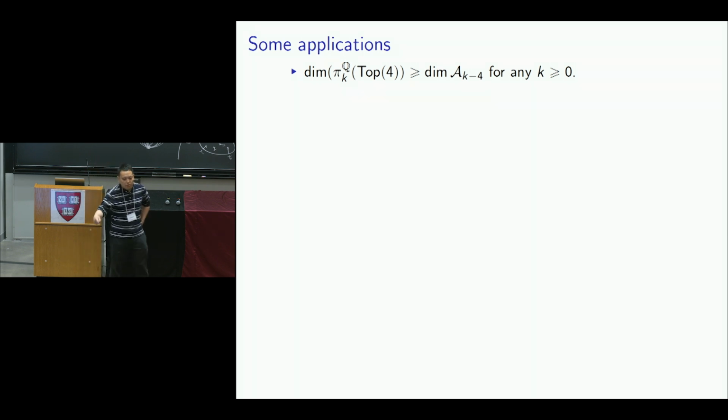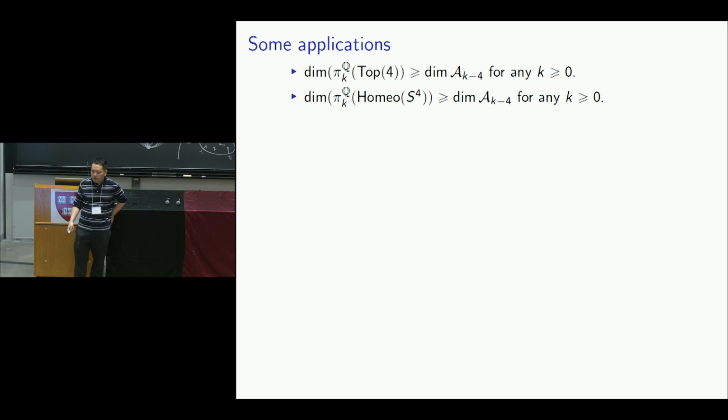We didn't know much about this homotopy group of Top(4) before. The Kirby-Siebenmann invariant corresponds to some element in pi_3, sorry, pi_4, and we can construct a lot of elements in the higher homotopy groups. We can also prove this inequality regarding the rational homotopy group of the homeomorphism group of S^4.